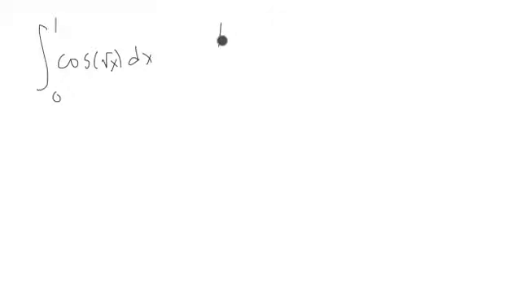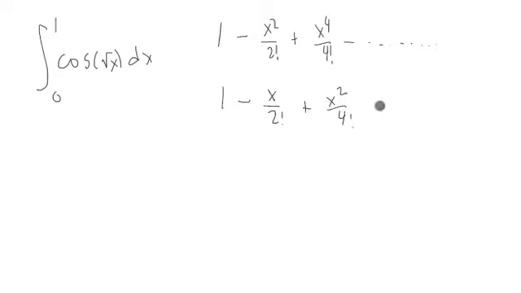Now remember, the one for cosine is 1 minus x squared over 2 factorial plus x to the fourth over 4 factorial minus and so forth. Well, if we were to plug in square root of x into this, it would look like 1 minus x over 2 factorial plus x squared over 4 factorial minus x cubed over 6 factorial and so forth.